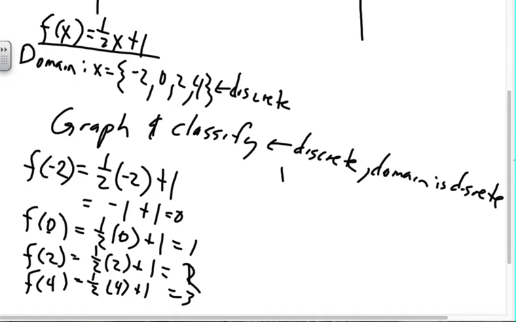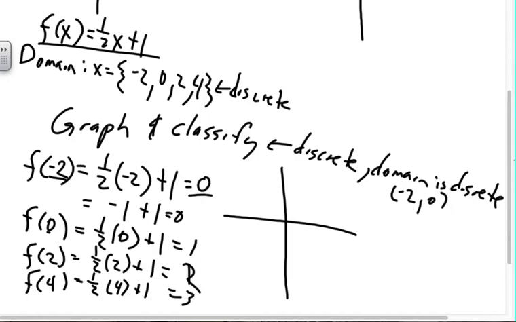So if you graph this thing, you now have 4 different sets of points. Okay, so I have -2, 0, which is my function value. Then I'm going to have 0, 1, 2, 2, and 4, 3. And then we plot these things.